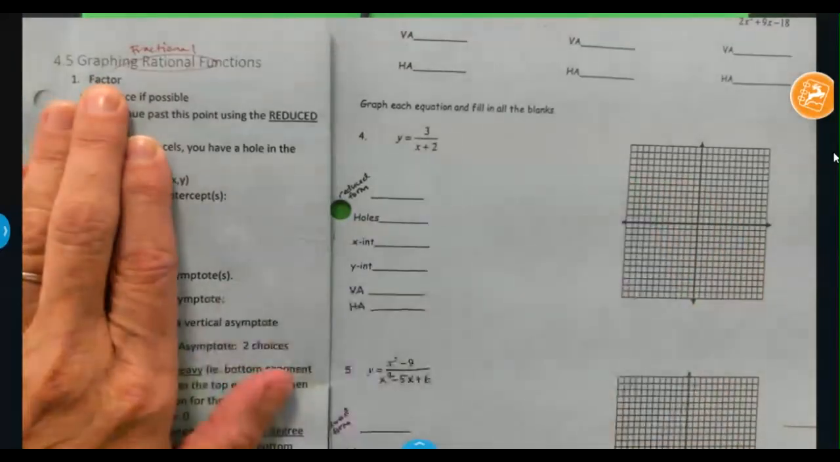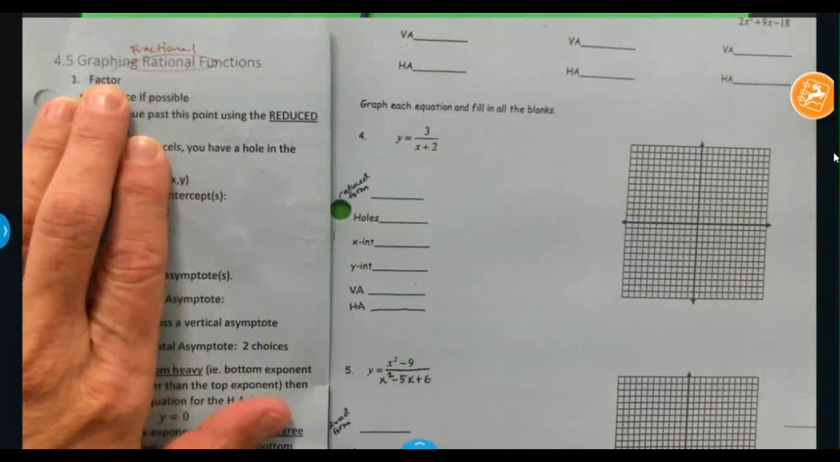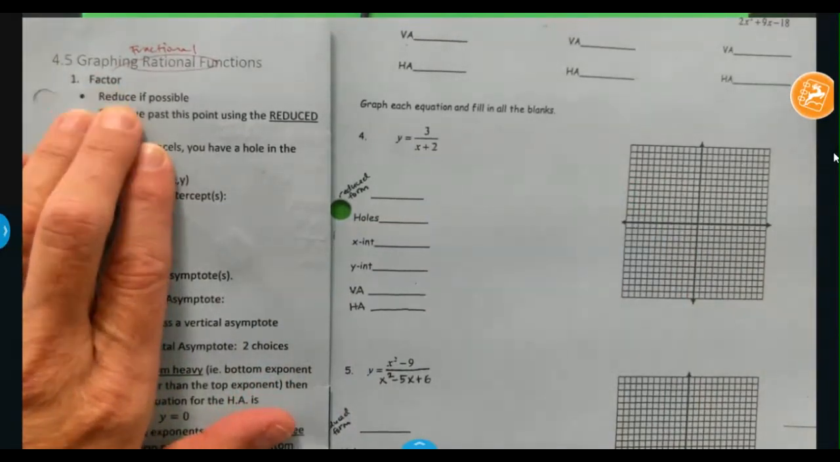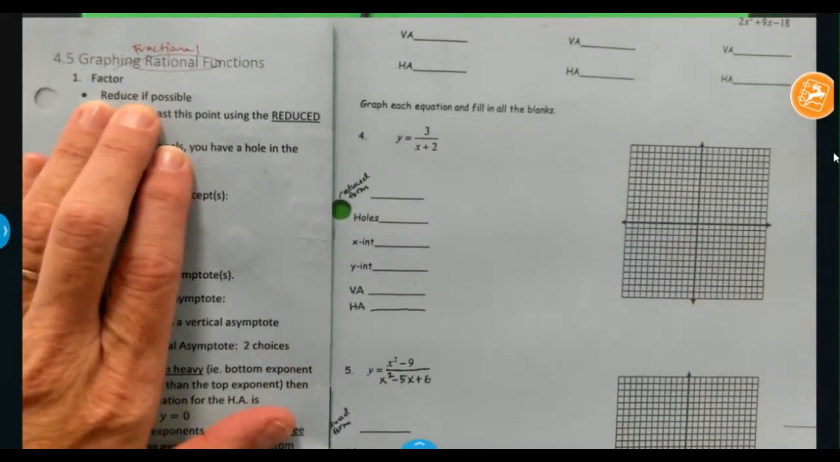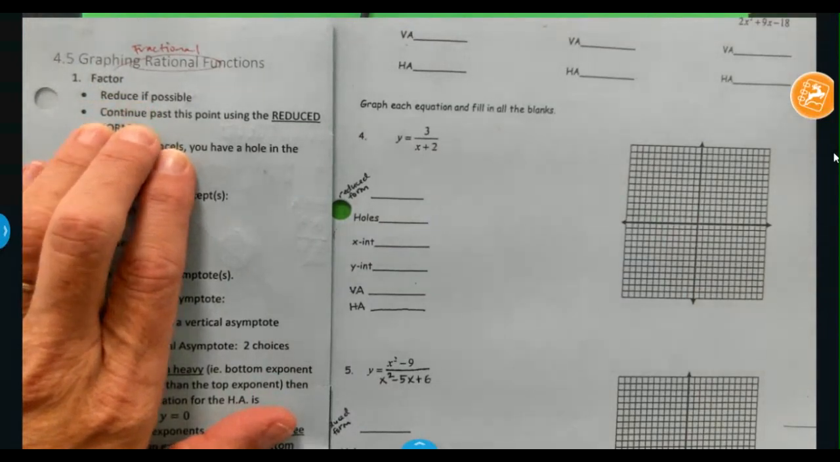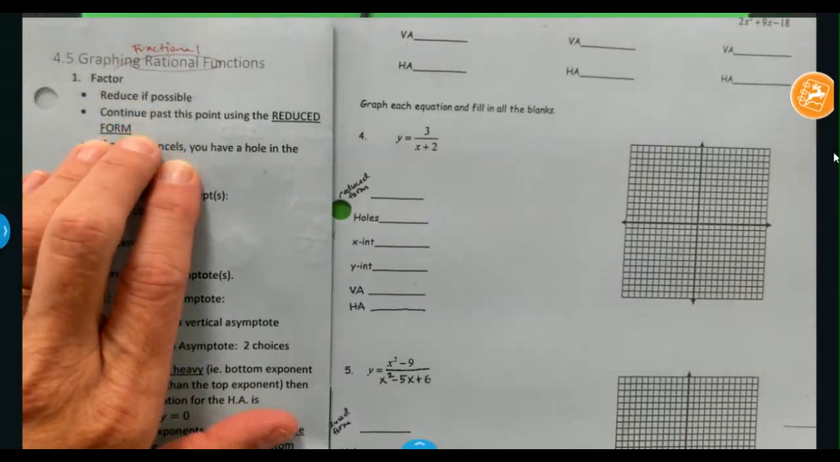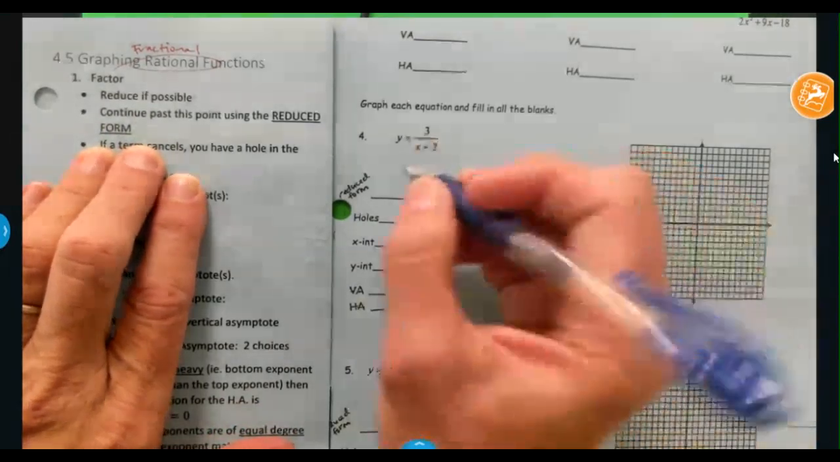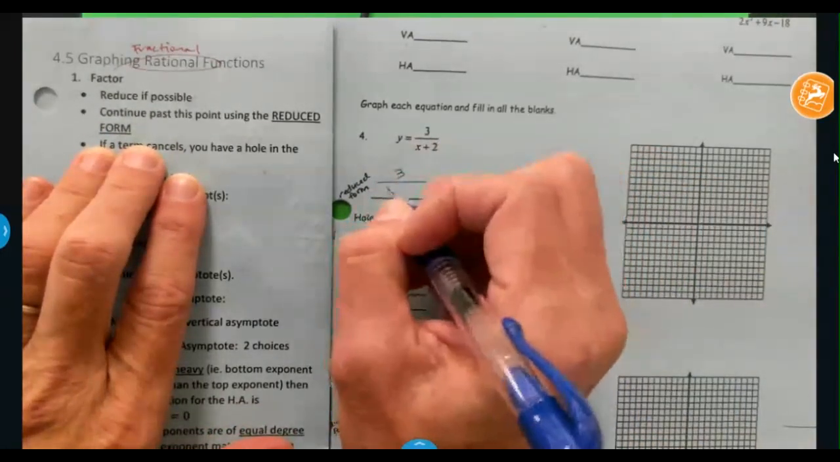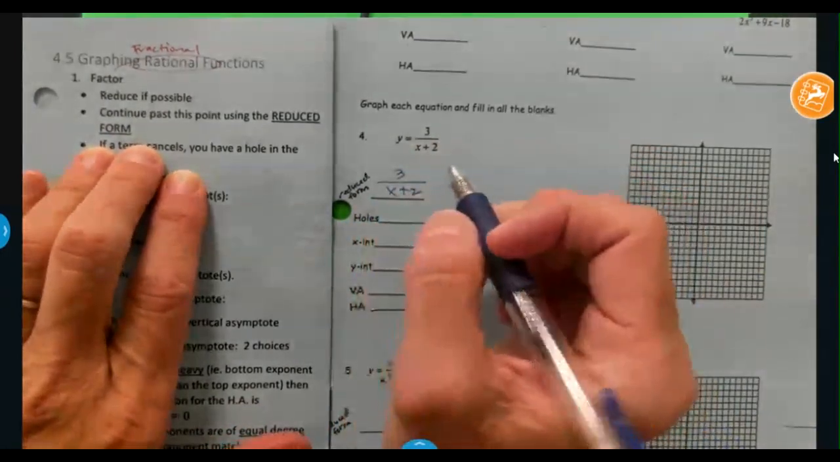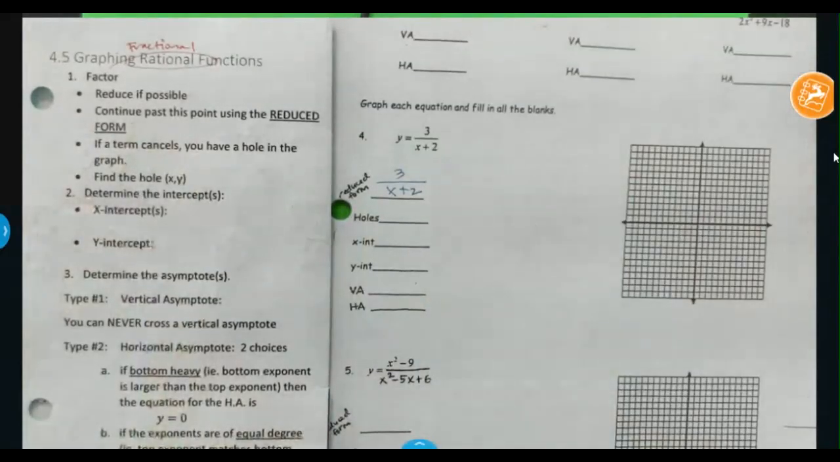Is there anything I can factor out of 3 over x plus 2? No. So move on. Reduce if possible. Does anything reduce? Nope, move on. Continue past this point using the reduced form. Okay, so the reduced form is just 3 over x plus 2. There's nothing I can do. Now, you'll see today on the next problem that sometimes something reduces. And if it reduces, you got a whole nother ball game. But if it doesn't reduce, just move on.